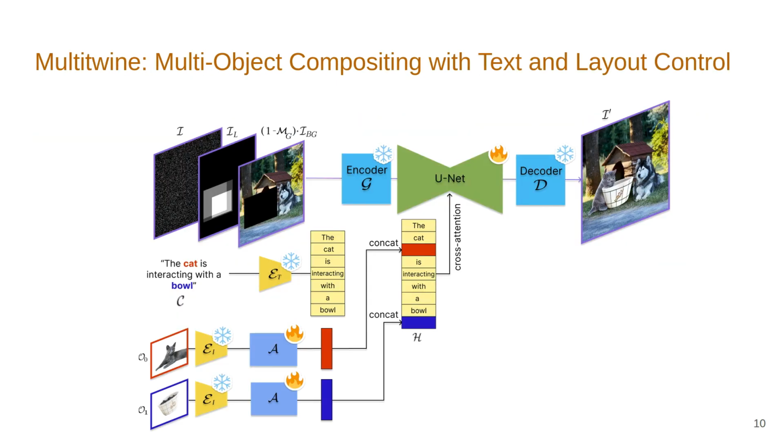The pipeline proposed for this task is based on the pre-trained Stable Diffusion. The input to the UNet is the encoded concatenation of the noisy input, the masked background image, and a mask specifying the position for each object, as well as the area to paint.